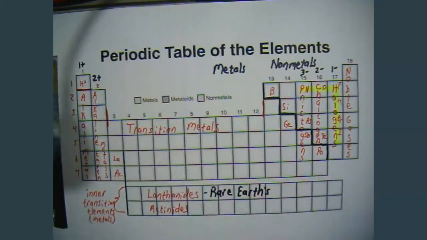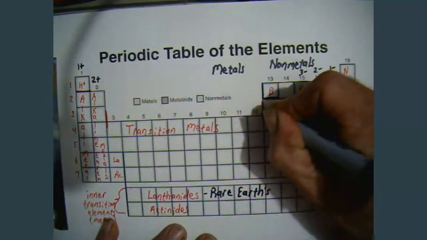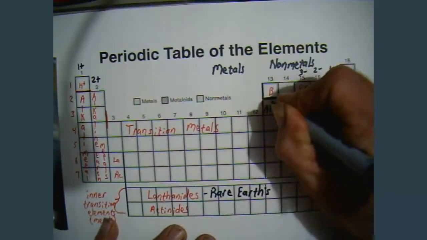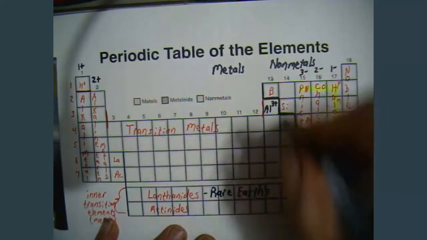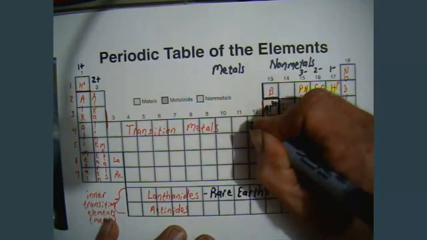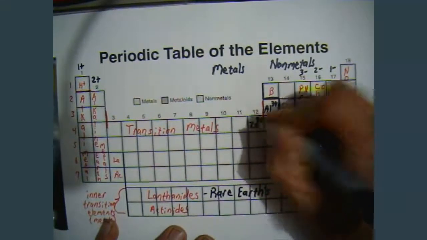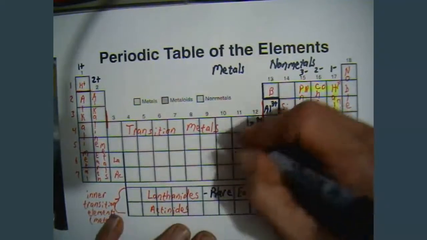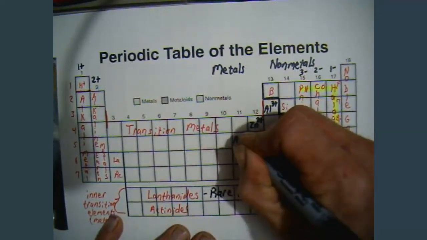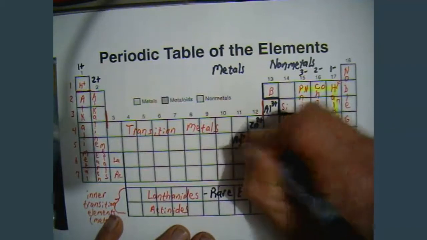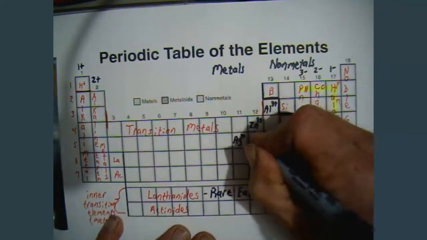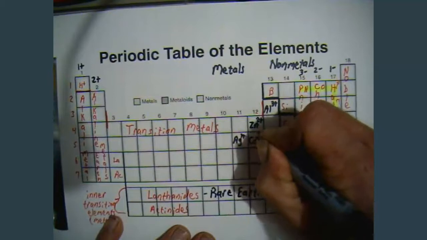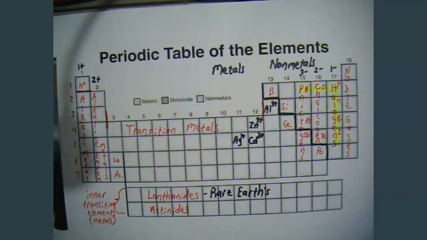But there are a couple of elements that always form the same charge. Aluminum, right here, is always a 3 positive charge. Zinc is always a 2 positive charge. I zinc it is. And then silver is always a 1 positive charge. And then cadmium, being right underneath zinc, is also a 2 positive charge.